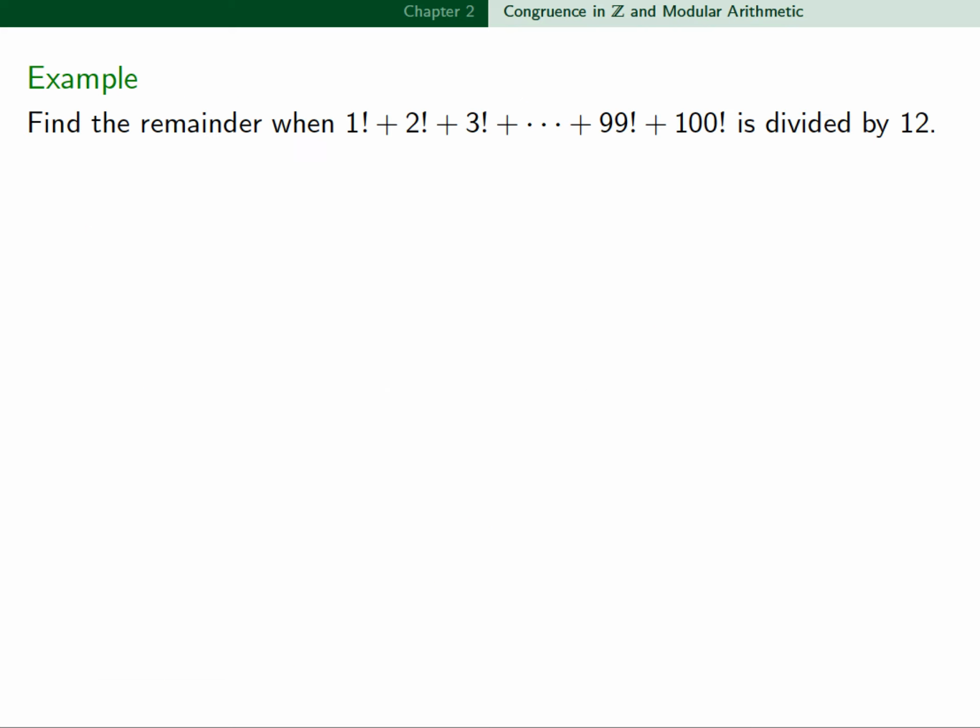For an example, we can use the theorem to find the remainder when 1 factorial plus 2 factorial plus 3 factorial all the way up to 99 factorial plus 100 factorial is divided by 12. Okay, well, this is obviously an enormous number, and we don't want to actually compute it all out, but we can use congruences to determine the remainder when we divide this number by 12.